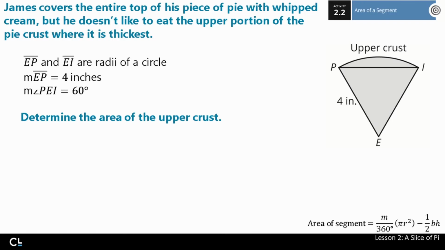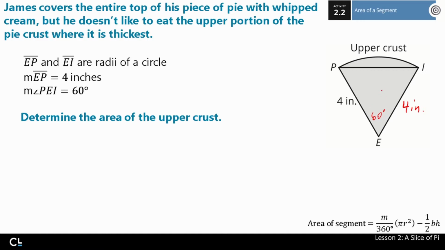All right, so our next problem, it says James covers the entire top of his piece of pie with whipped cream, but doesn't like to eat the upper portion of the pie crust where it's the thickest. And it tells us that EP and EI are radii of a circle, which means that they are going to be equal, right? And then it says that EP is 4 inches, which is already labeled, so that means EI is 4 inches. And it tells us that PEI is going to be 60 degrees.